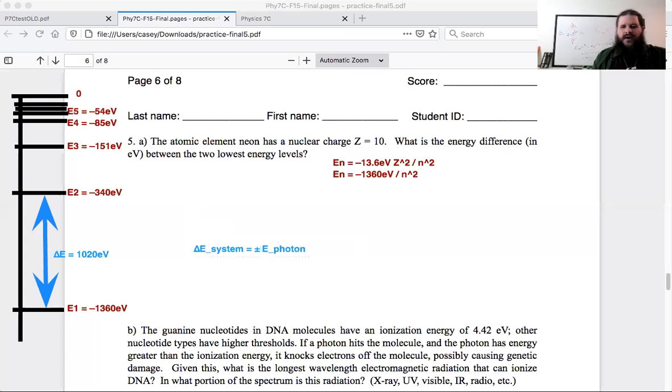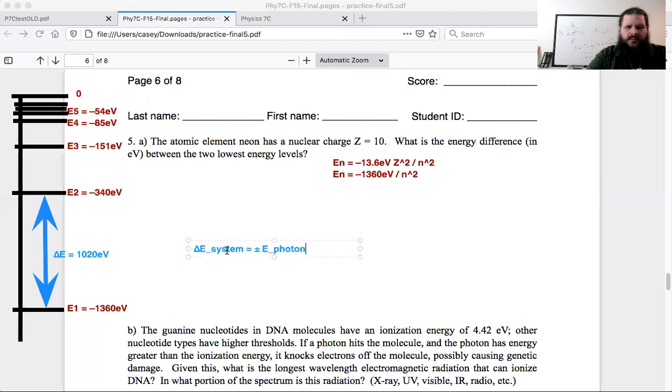Because you might have a photon being absorbed by the atom, so it gains more energy, or you might have the atom losing energy by emitting a photon. So the delta energy of the system could be positive energy of the photon if the photon's being absorbed, or negative energy of the photon if the photon's being emitted.